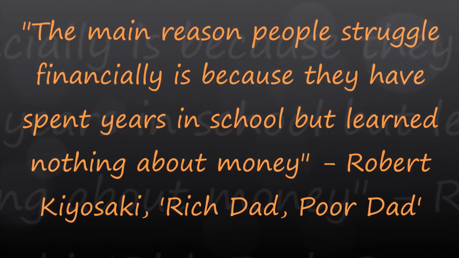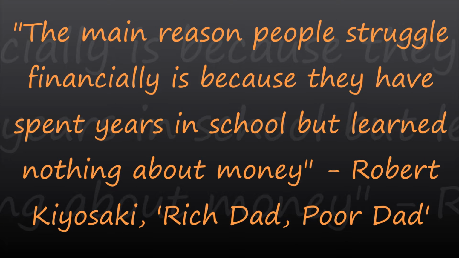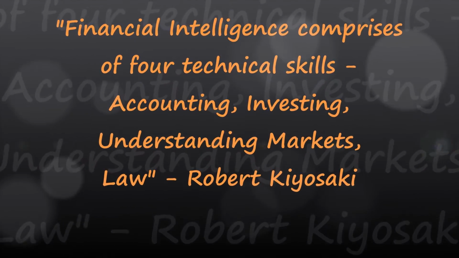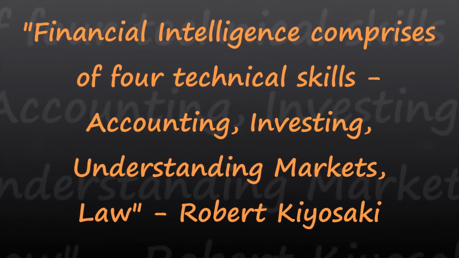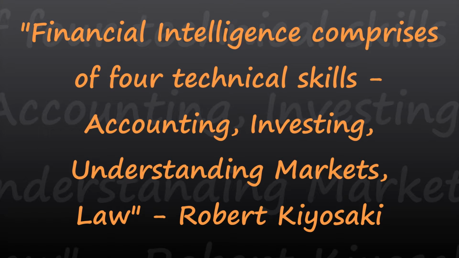Before we talk about economic indicators, let's briefly discuss why all of us need to study economic indicators, the impact of these indicators on financial markets, and the central bank's reaction to these indicators. In his book, Rich Dad, Poor Dad, Robert Kiyosaki talks about increasing your financial wealth by increasing your financial intelligence. Furthermore, he says that financial intelligence is made up of 4 technical skills: accounting, investing, understanding markets, and the law.